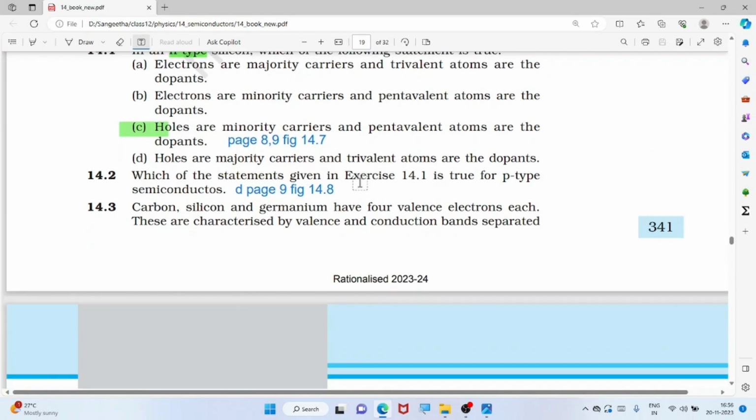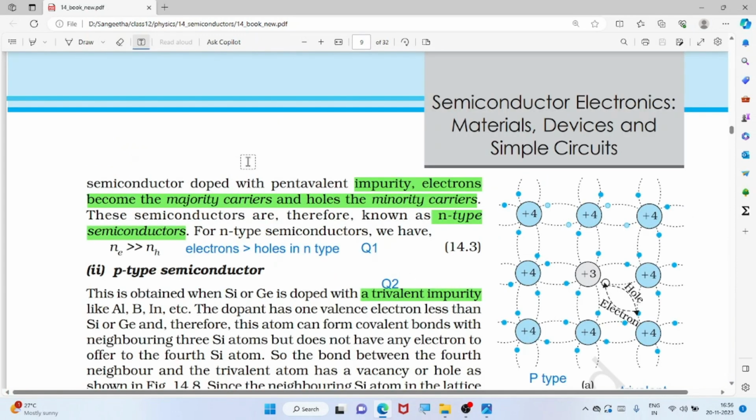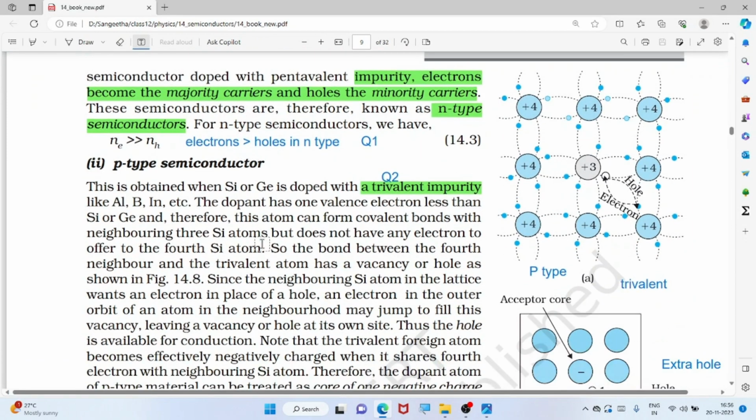Which of the statements given in the exercise is true for the p-type, that is the opposite. So here for the p-type, holes are the majority carriers and we are using trivalent doping. Page number 9. For the p-type, holes are the majority carriers.